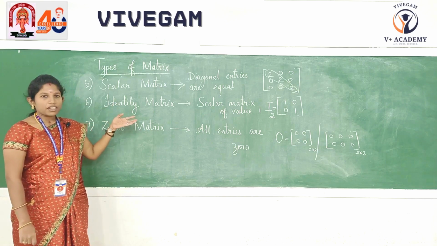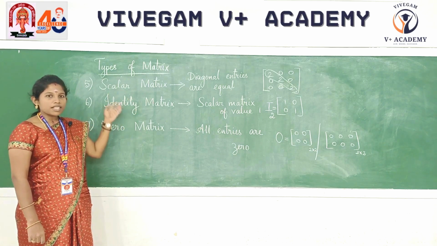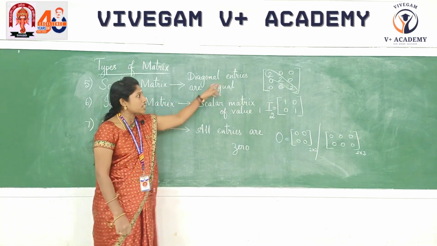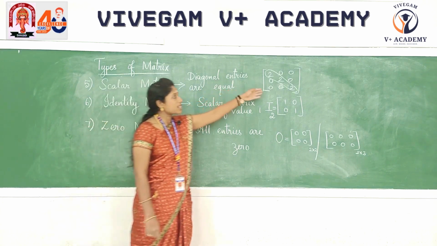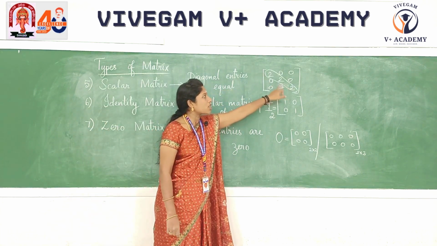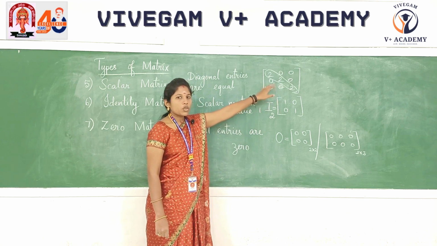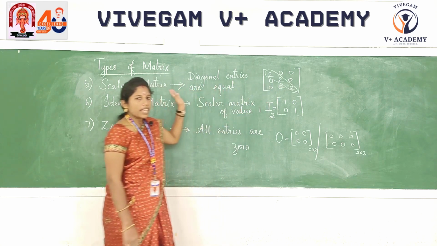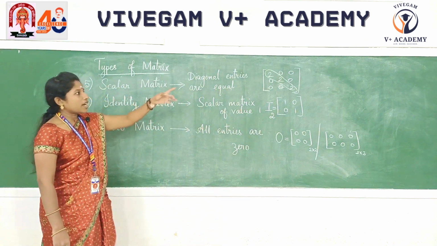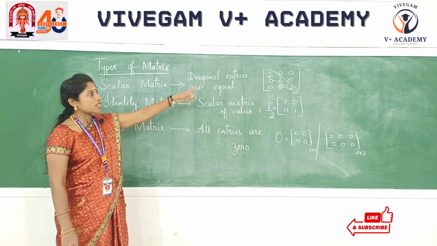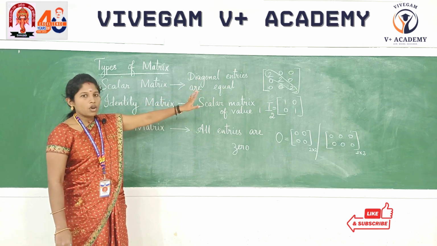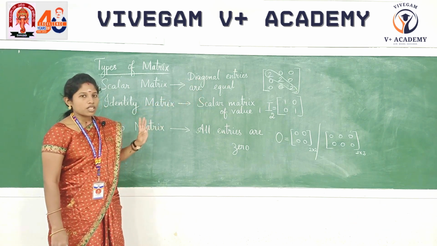Next is a scalar matrix. The diagonal matrix becomes a scalar matrix when the diagonal entries' values are equal. Consider this example. Here the diagonal entries' values are equal to 2. So this is an example of a scalar matrix. As we said, in a diagonal matrix the other entries have to be 0. Only the diagonal entries should be non-zero values.